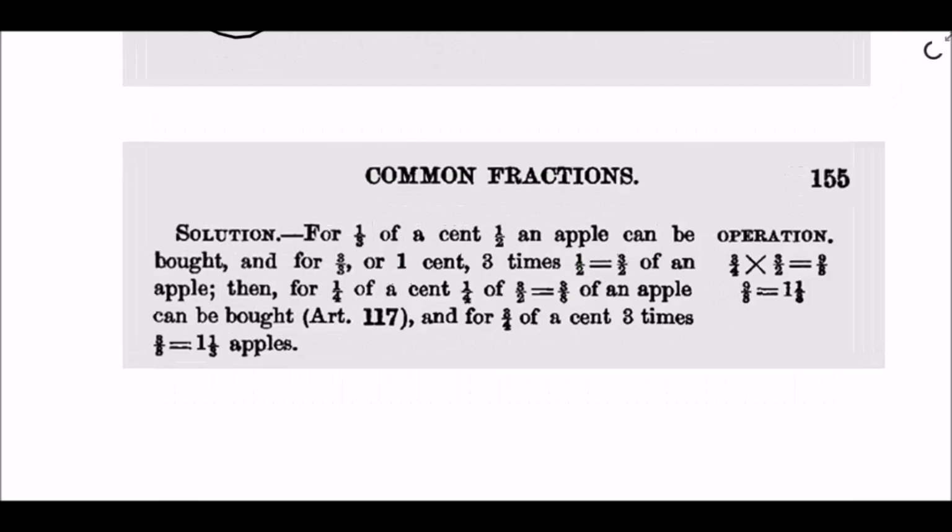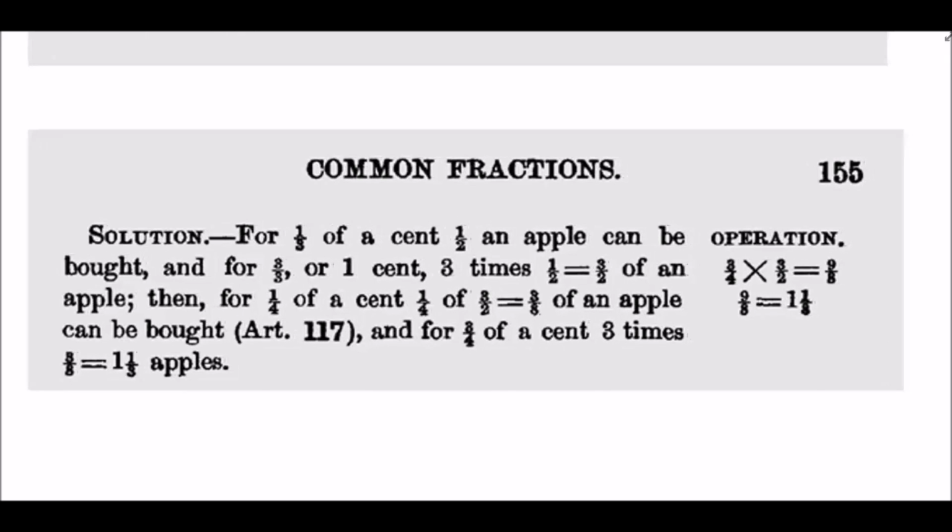Check out how Ray recommends that we solve this problem. That we think about it this way. For 1/3 of a cent, 1/2 an apple can be bought. And for 3/3, or 1 cent, you can get 3 times that 1/2, or 3/2 of an apple. Then, for 1/4 of a cent, you can get 1/4 of 3/2, which would be 3/8 of an apple.